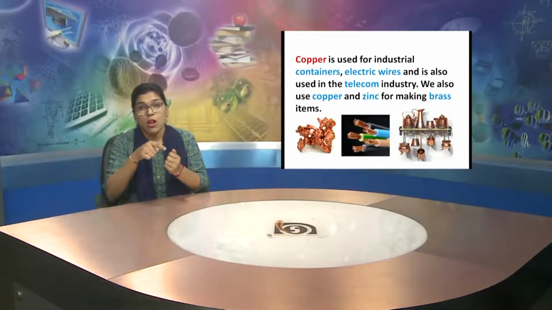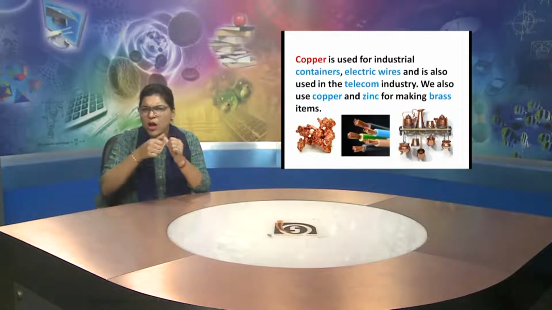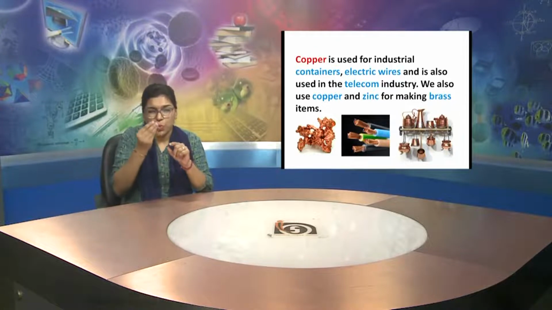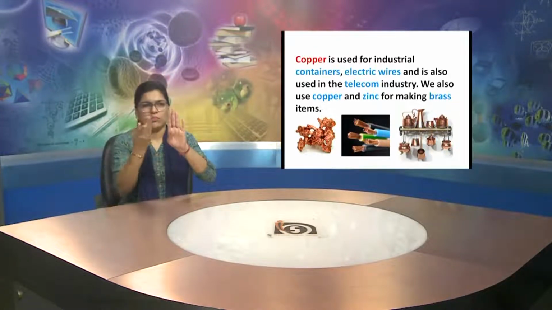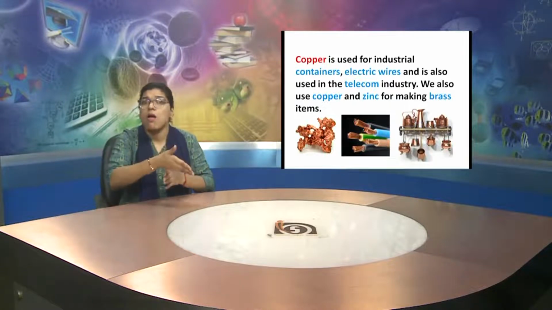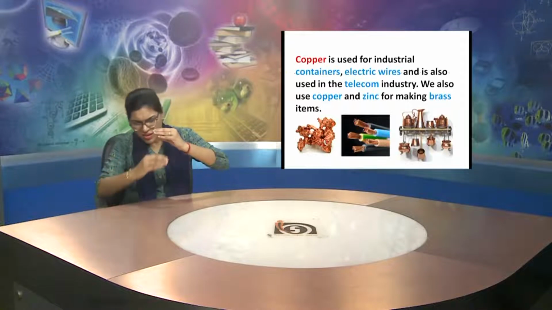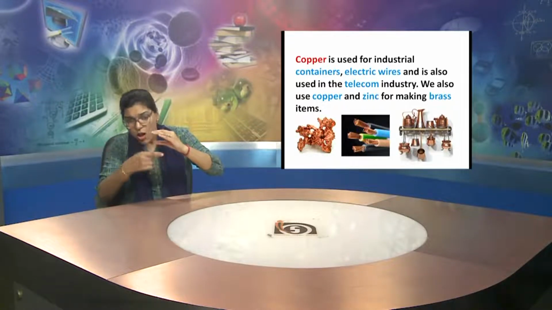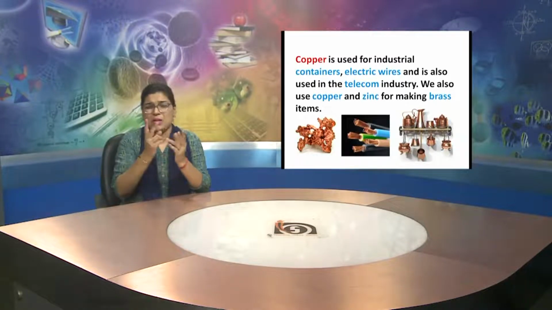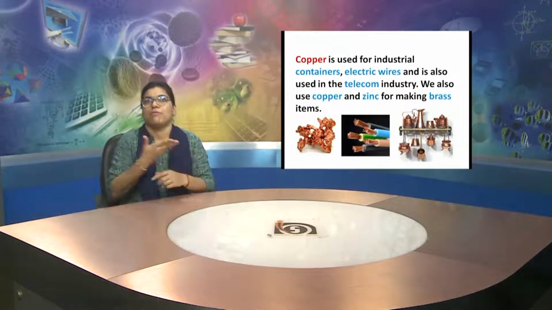We also use copper and zinc for making brass items. We make brass using copper and zinc together. In our home also, we use different handles which are made from brass. Like there are some instruments we play during marriage. So there are a lot of things which are made from copper.